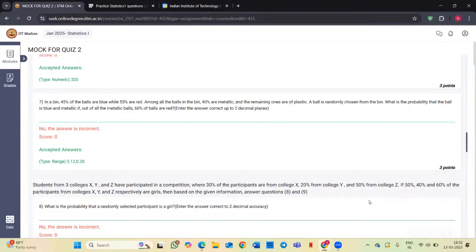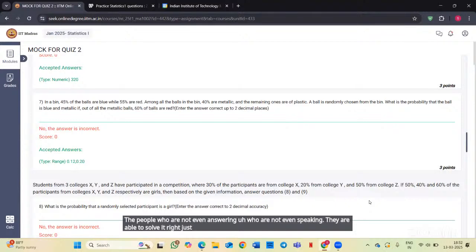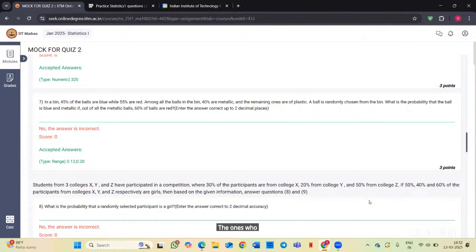The people who are not even answering or speaking, they are able to solve it, right? Just send some emojis in the chat box, so I can come to know that they are doing it. The ones who are not speaking.